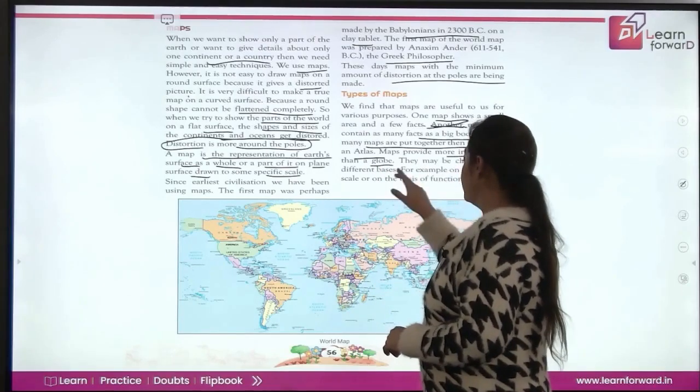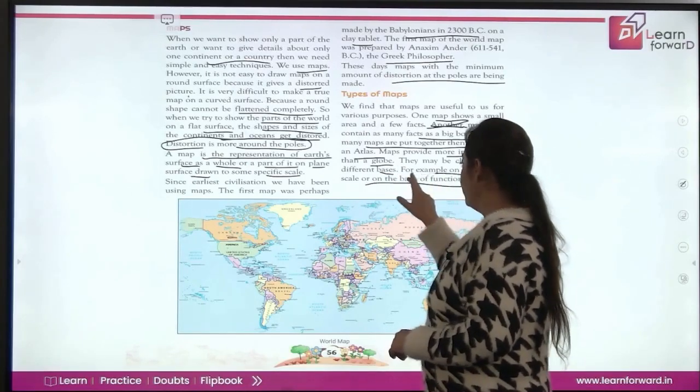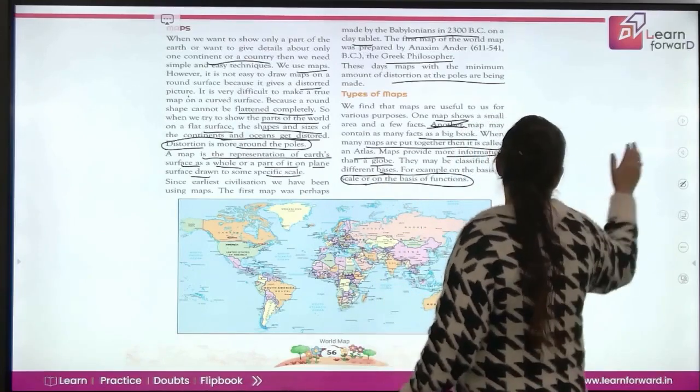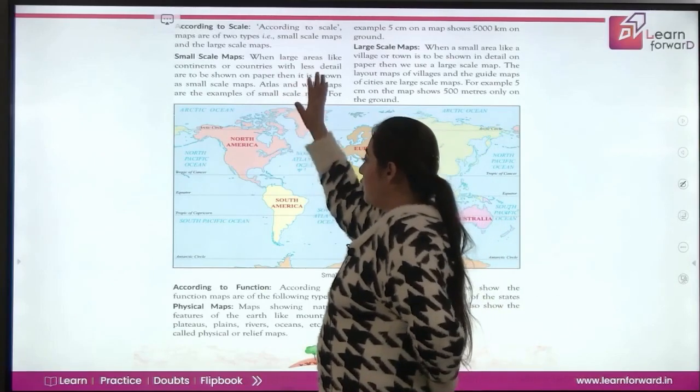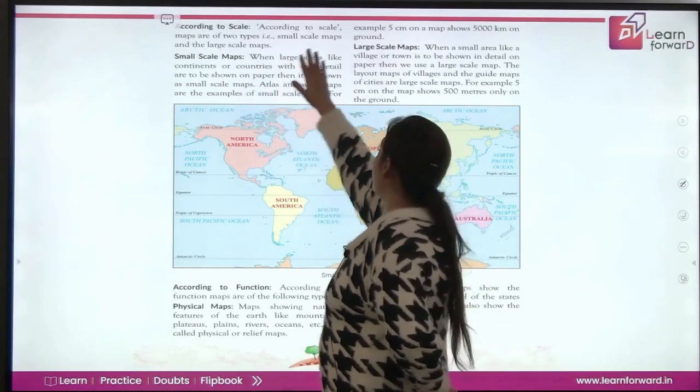They may be classified on different bases. For example, on the basis of scale or on the basis of function. Now, maps can be classified on the basis of scale or on the basis of function. Let's understand. If we talk about the classification of maps on the basis of scale, we have small scale maps and large scale maps.